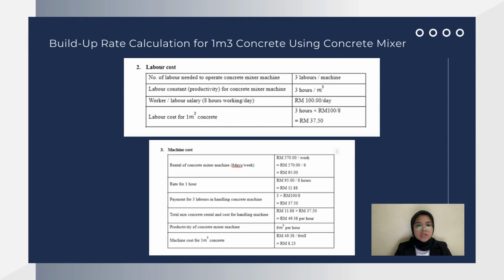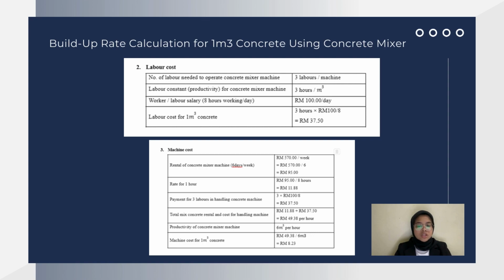Next is the calculation of labor cost and machine cost. In this project, a total of 3 laborers are required to operate the machine used to complete the project and are only used for 3 hours per working day, and the wage rate for one worker is 100 per day for 8 hours of work. To get the value for 1 meter cube only, the 100 ringgit will be divided by 8 hours and multiplied by the 3 hours to get a total of 37 ringgit and 50 cents.